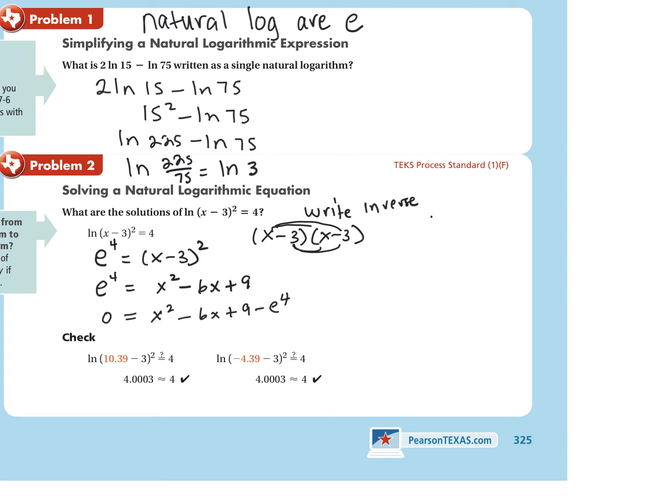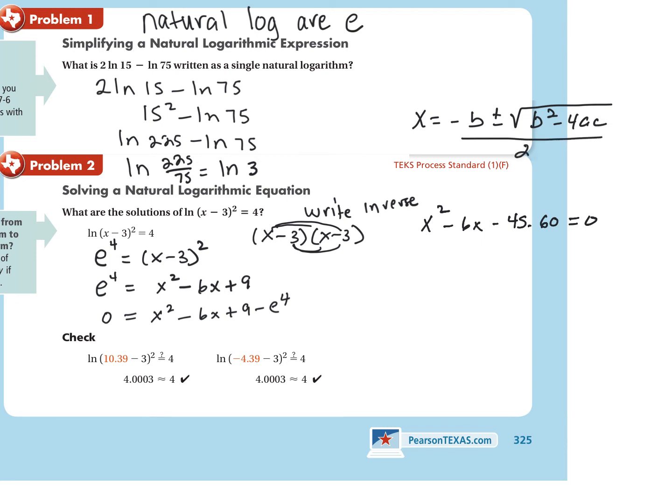So we have x squared minus 6x minus 45.60 equals 0. We're going to use the quadratic formula. We have x equals negative b plus or minus square root b squared minus 4ac, divided by 2a. So we have to identify a, which is 1. b is negative 6. And then c is negative 45.60.